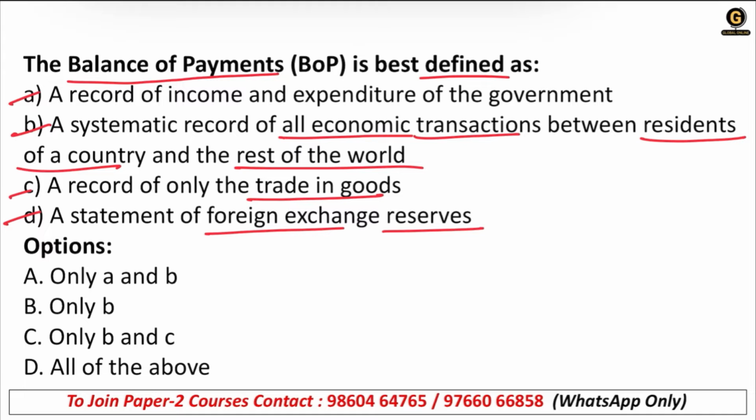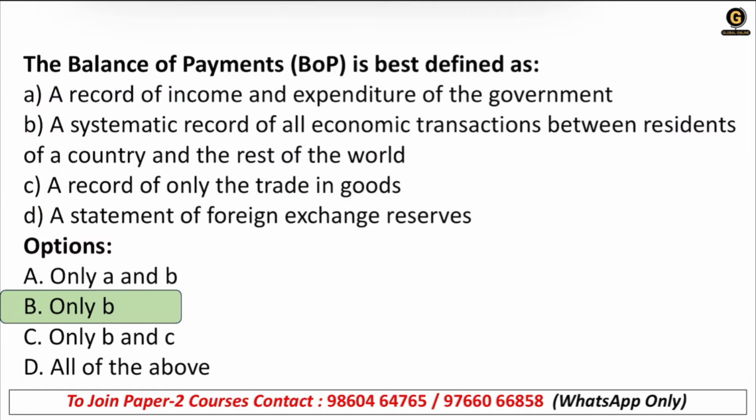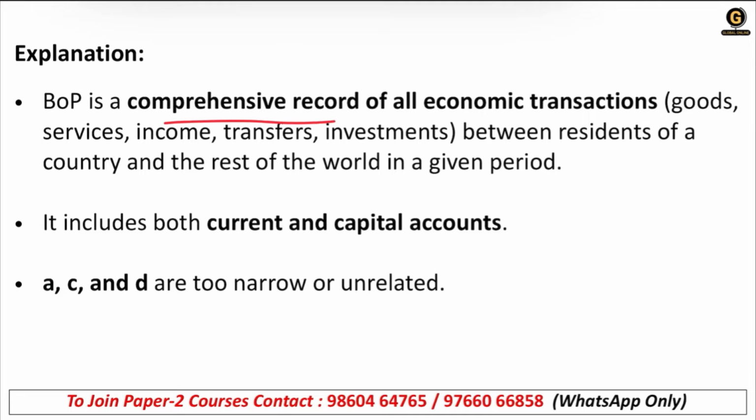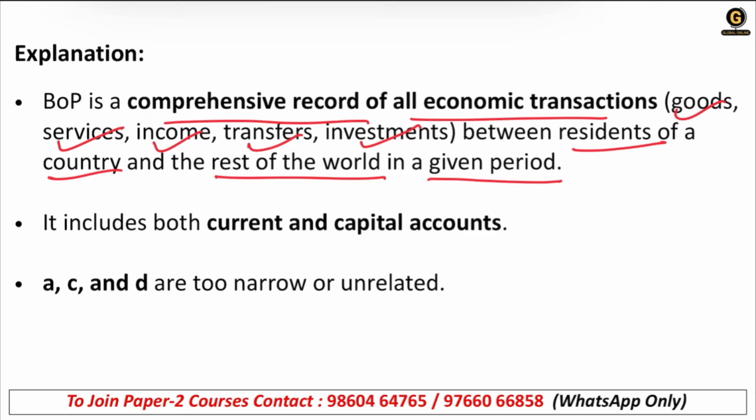So when we talk about the balance of payment, it is not limited to one government, not limited to only trade in goods, or limited to foreign exchange reserves. It is the transactions between the residents of a country and the rest of the world. Correct? So that is why option B is the exactly correct answer. A, C, and D are limited transactions. See, BOP is a comprehensive record of all economic transactions like goods, services, income, transfers, investments between residents of a country and the rest of the world in a given period. Correct? That is your exact BOP.